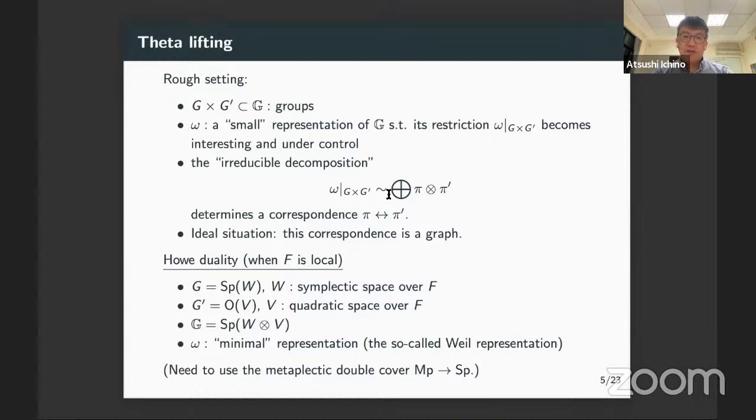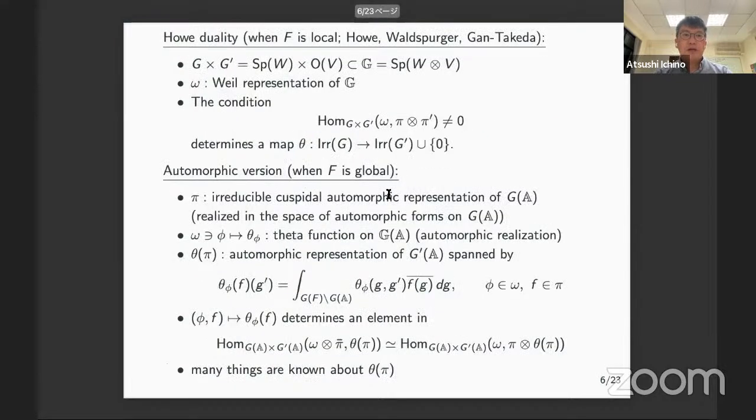And there is a so-called minimal representation or Weil representation of this big symplectic group. So this is a kind of smallest infinite dimensional representation of this symplectic group. More precisely, we should take the double cover of this symplectic group called the metaplectic double cover. But I ignore this issue for a moment.